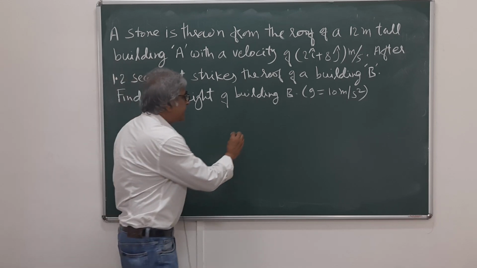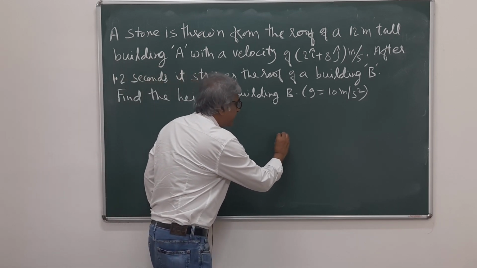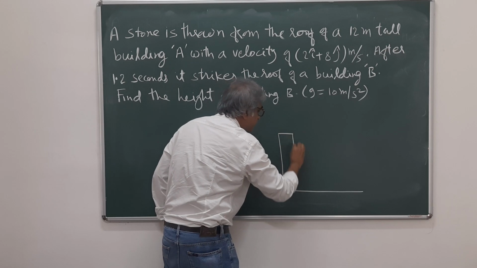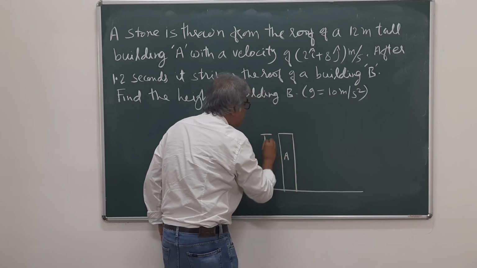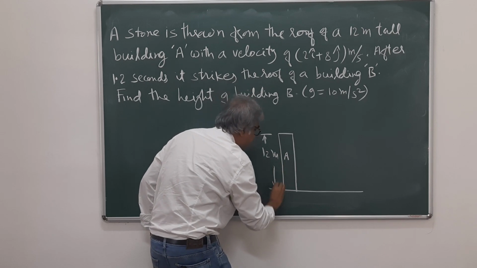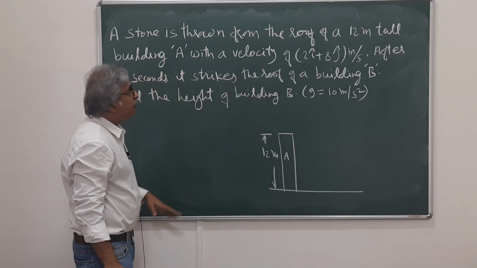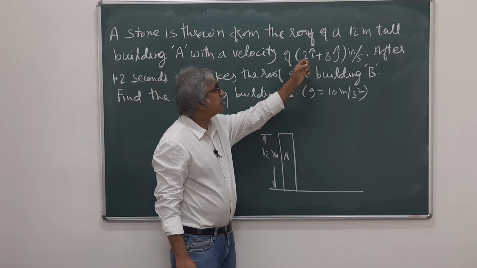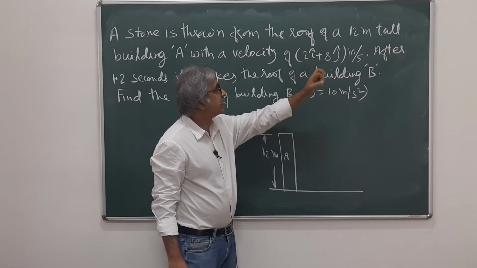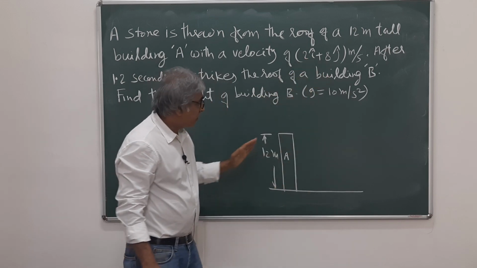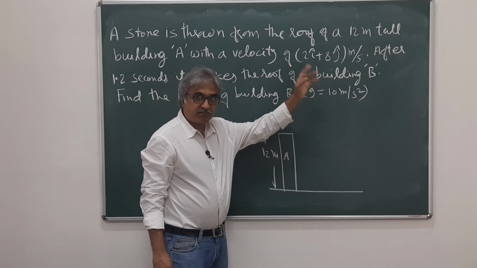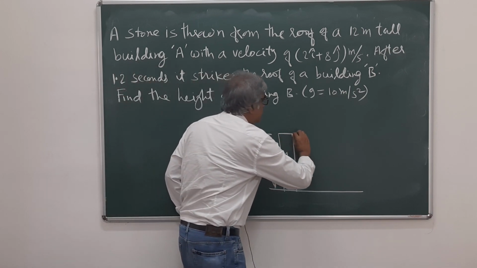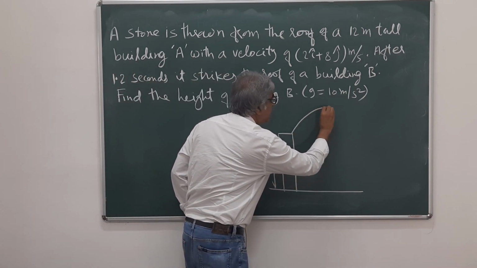So let's draw this. This is the ground level, and this is building A, which is 12 meters high. A stone is thrown from the building at this velocity. Its horizontal component is 2 meters per second. Its vertical component is plus 8 meters per second. And the stone is thrown like this, and it will come down.